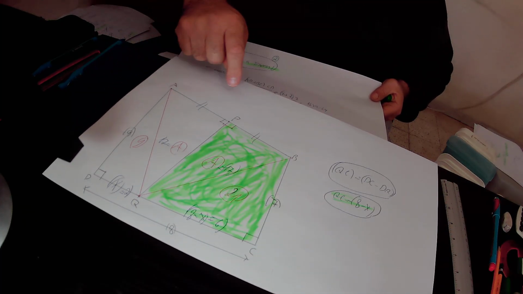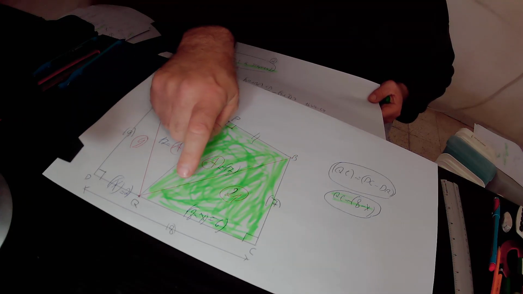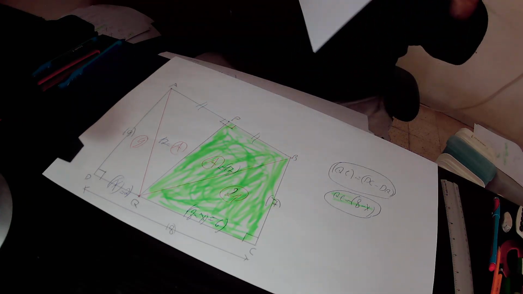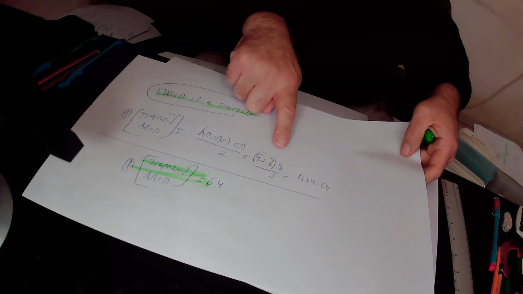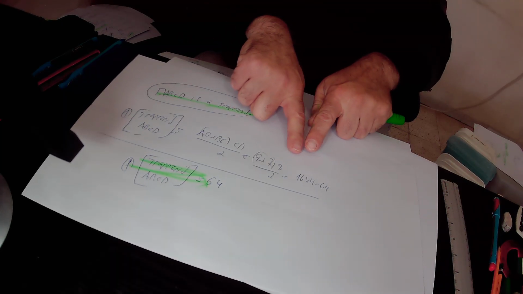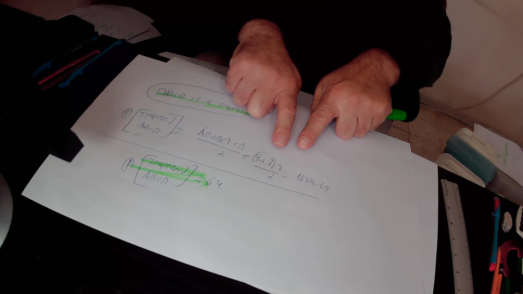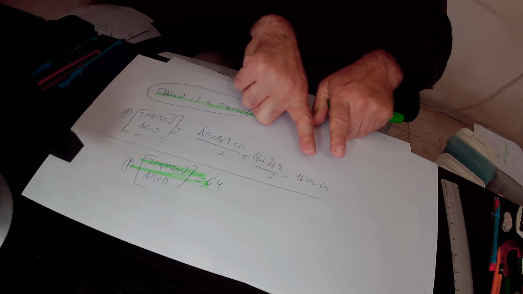AD is 9 plus BC is 7, times DC is 8, over 2. And again, AD is 9, BC is 7, CD is 8, over 2. 9 plus 7 is 16, 8 over 2 is 4. So the total expression equals 16 times 4, that is 64.